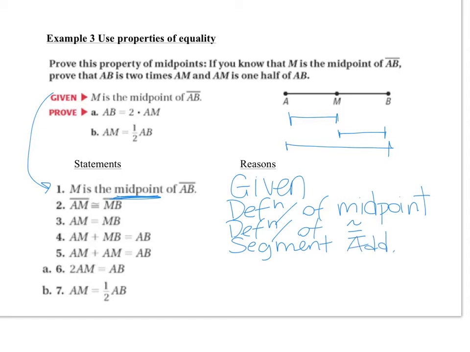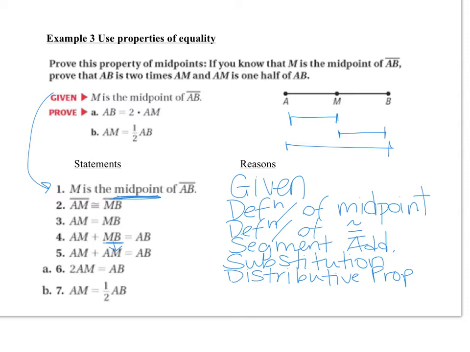What's happening from statement 4 to statement 5? I see that MB is replaced by AM. So that is substitution. When I do a condensing or expanding, that's your distributive property. So that is what leads me from statement 5 to statement 6.